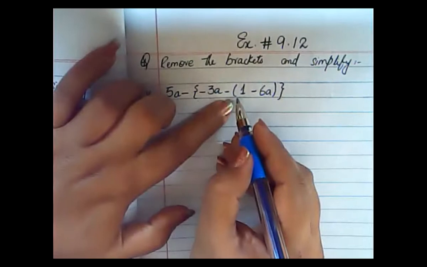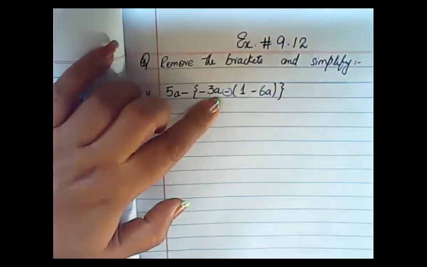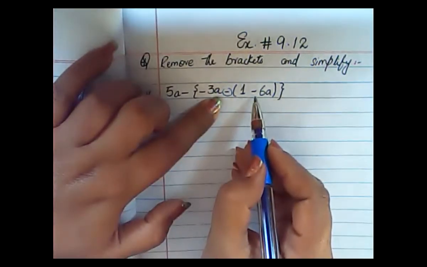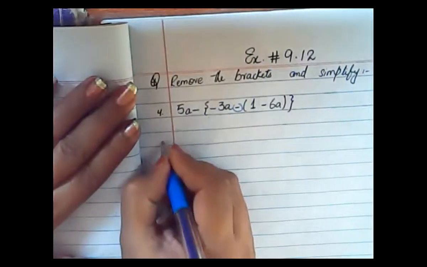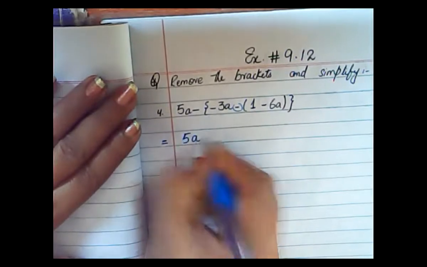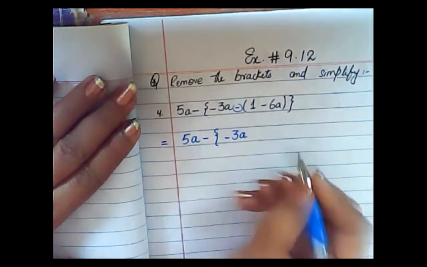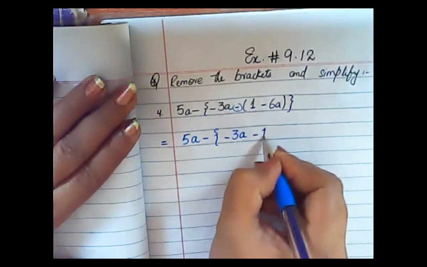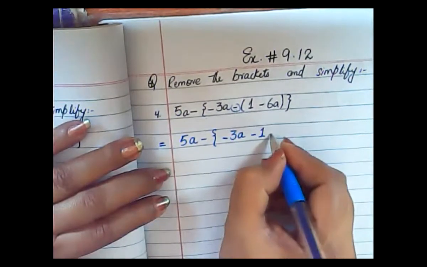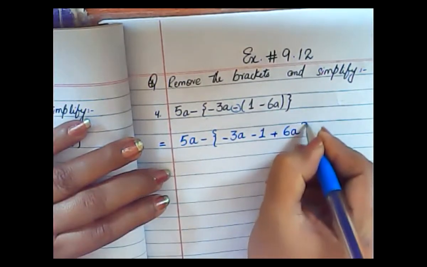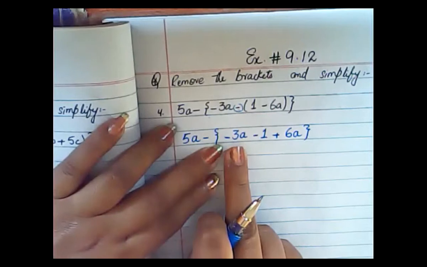Here we are going to remove this innermost bracket, which is a round bracket, and this round bracket has a minus sign. So we will change the sign inside the bracket, meaning minus will be plus, and simply remove the brackets. Now look at how I write it: equals 5a, it will remain the same. 5a minus curly bracket minus 3a, now this minus 1. I remove the brackets, and then this minus will be plus 6a, and then the curly bracket.